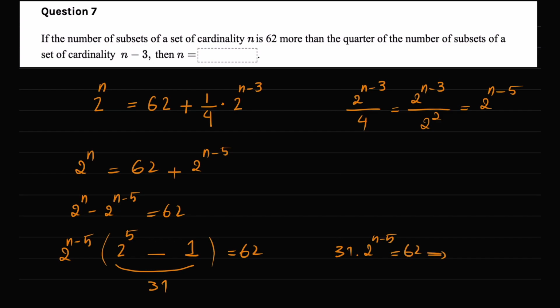I divide everything by 31. It becomes 2 to the power of n minus 5 is equal to 2. Is that right? Yes. And then if I ask you what is n minus 5, it is simply 1. And it means that n is 6. And that is the answer that you are supposed to write down here.